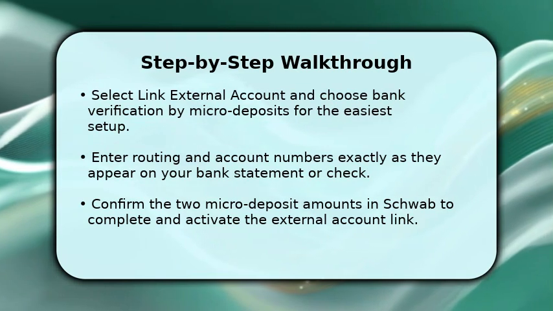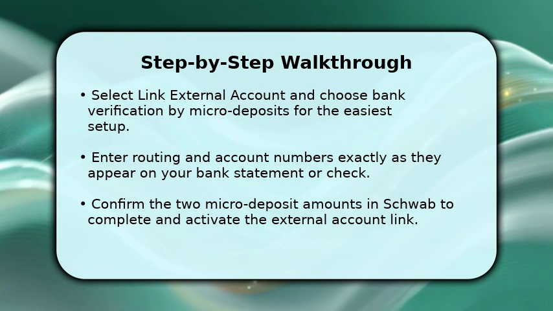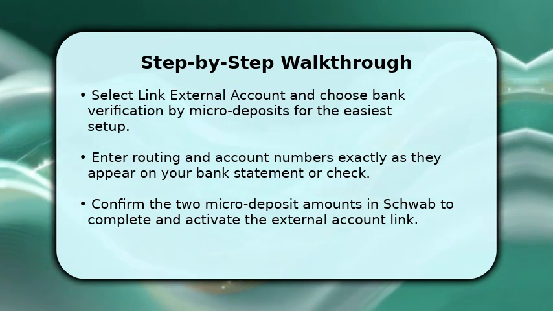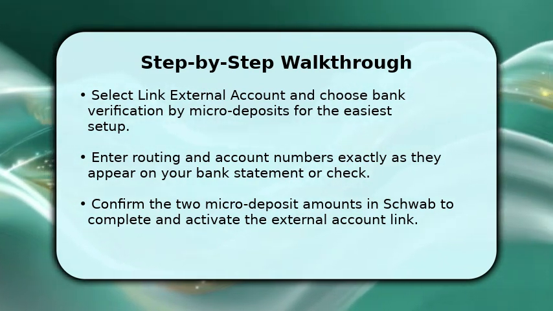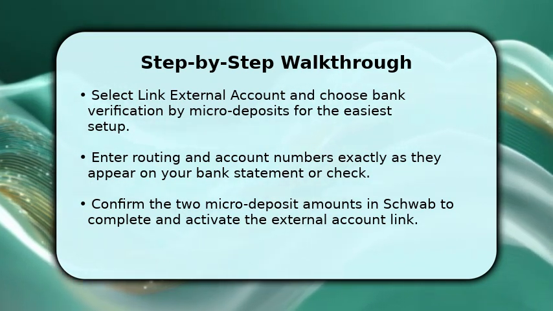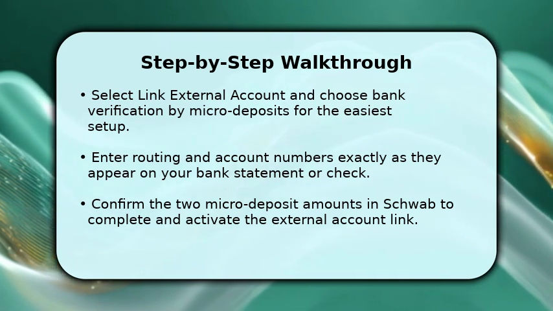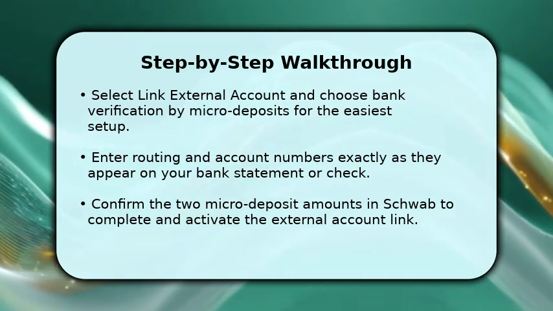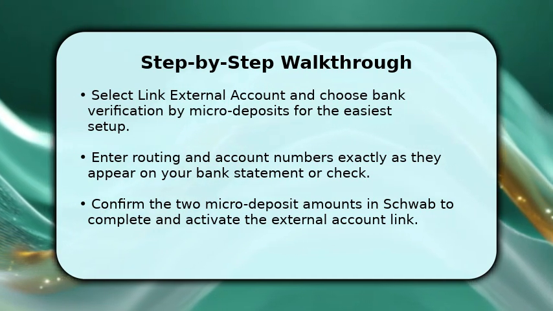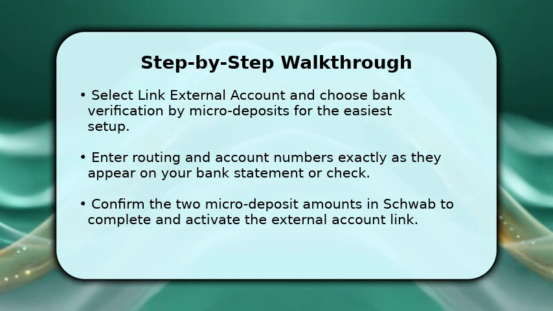Begin by signing into Schwab and navigating to Transfers and Payments, then choose Link External Account. Select Micro Deposit Verification and carefully type your bank routing and account numbers. Schwab will send 2 small deposits to your bank, so check your bank history in a few days. Enter those amounts back in Schwab to verify. Once confirmed, you can transfer funds, set up recurring moves, and monitor linkage from the same menu.